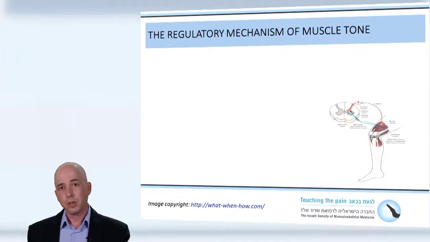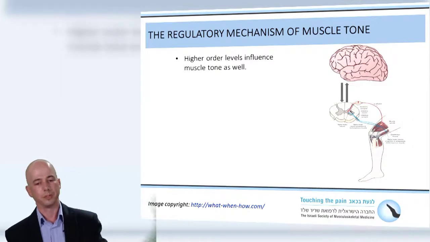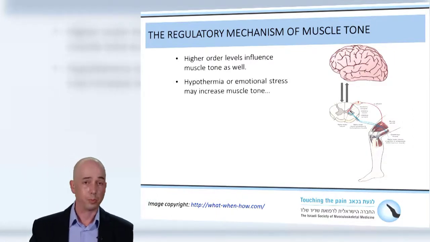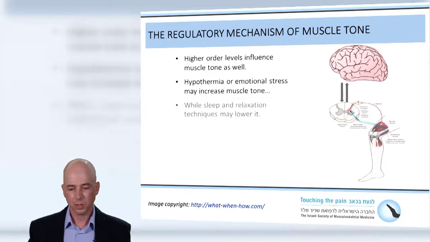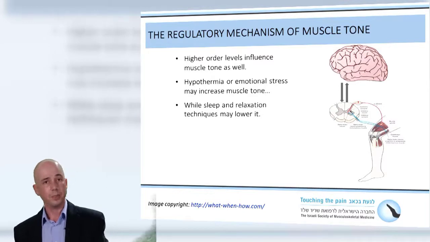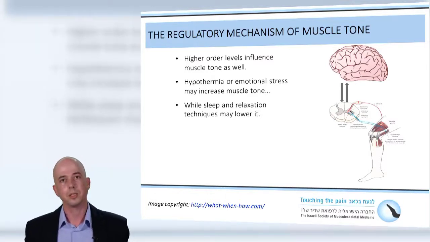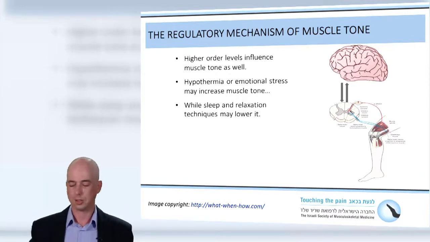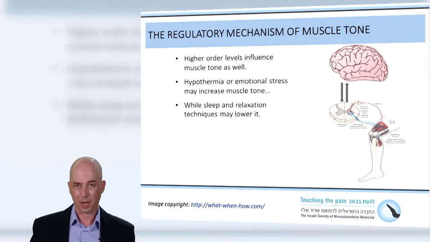But not only locally. The muscle tone is also regulated by higher levels, like hypothermia when we are cold or when we are in emotional stress. This may increase the muscle tone. And on the other hand, when we are sleeping or when we are using relaxation techniques, this can lower our muscle tone. And this is what is happening physiologically. This is the normal way these things happen.